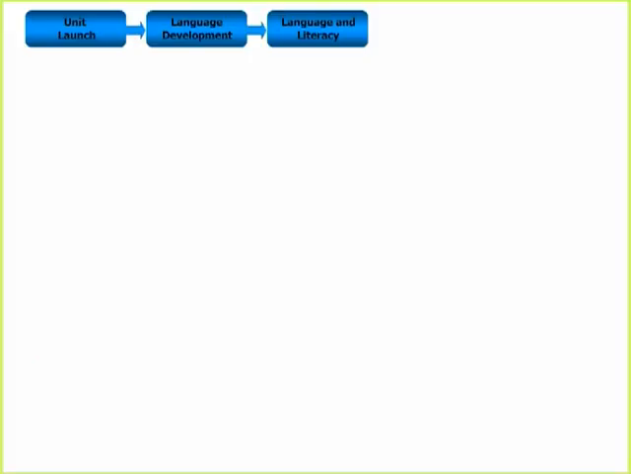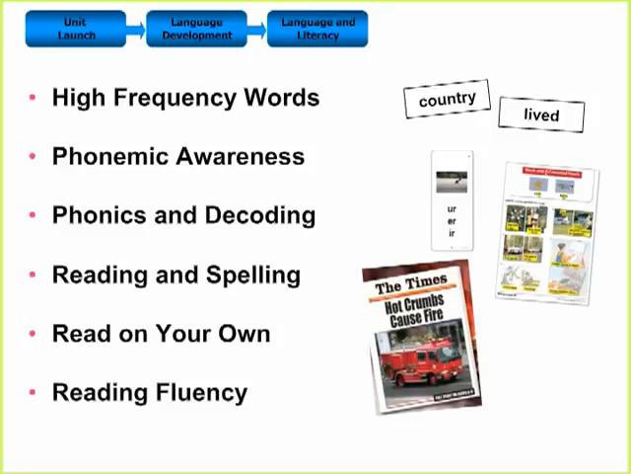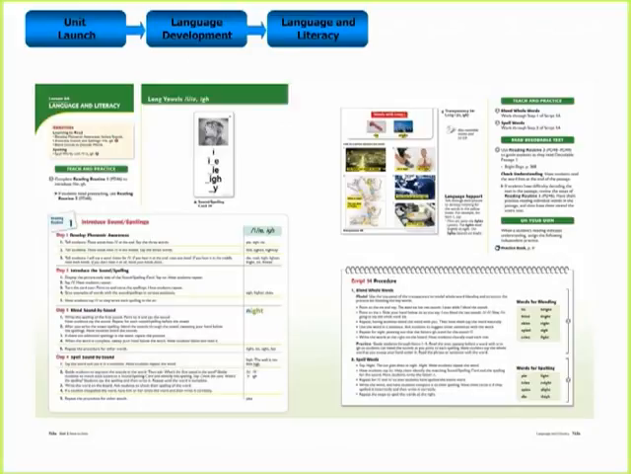The next strand of instruction is language and literacy. Students learn high-frequency words, receive explicit instruction in phonemic awareness, phonics and decoding, and reading and spelling using tools from the Inside Phonics Kit, and read on their own and build reading fluency using their student books and the fluency models in the CDs in front of your teacher's edition. The language and literacy strand begins with systematic instruction for high-frequency words. Then it's time to begin the phonemic awareness, phonics, and decoding lessons.